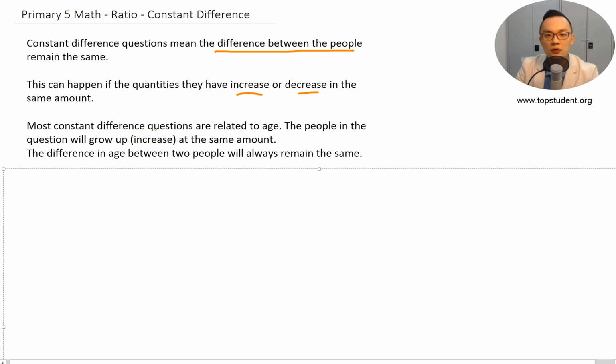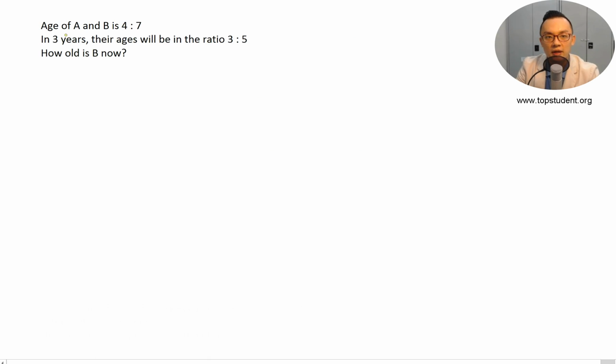Most constant difference questions are related to age, because the people in the question will grow up, or increase, by the same amount. Because if I'm 4 years older than you today, 5 years later, I will still be 4 years older than you. The difference in age between two people will always remain the same. So let's look at a sample question.